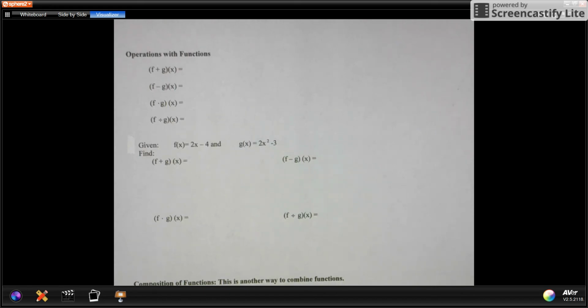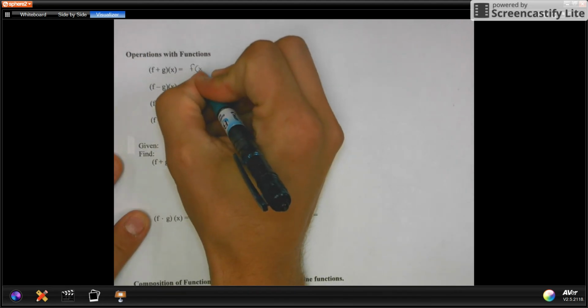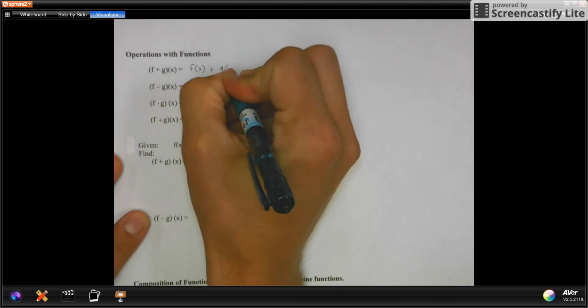All right, so again, we just have a short little practice where we're going to work with some operations of functions. So yesterday we talked about what a function is. Today we're going to do some operations with those functions. Real quick, when you see something like f plus g of x, you're just going to take f of x and add it to g of x.